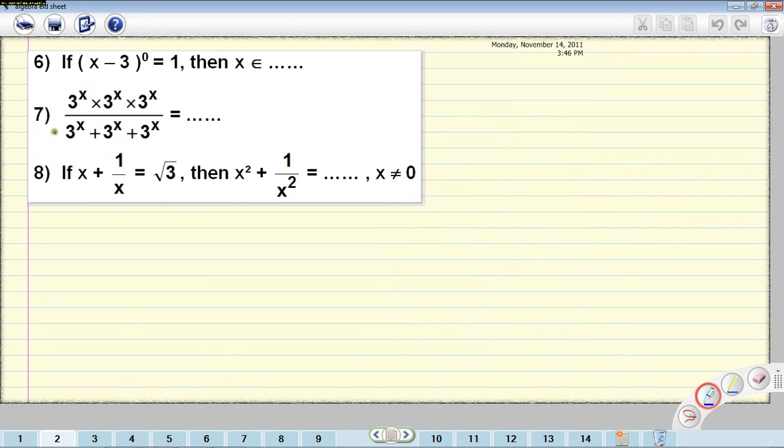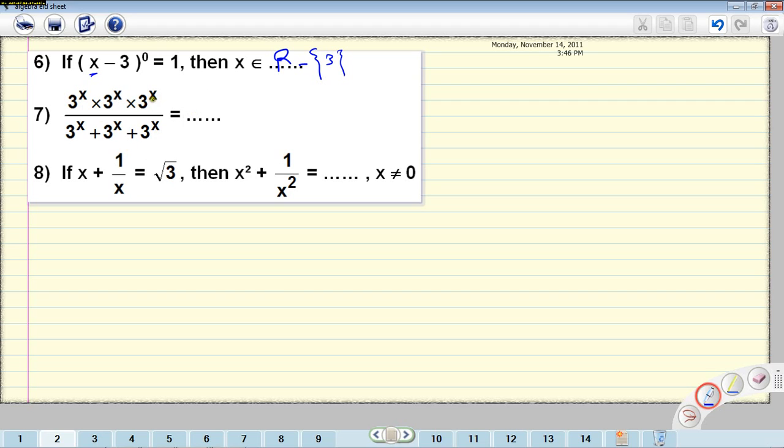Number 6, if x minus 3 to the power of 0 equals 1, so x belongs to, yes, R except 3. We can't put 3 in x, because it would be 3 minus 3, which is 0, to the power of 0, and 0 to the power of 0 is undefined.